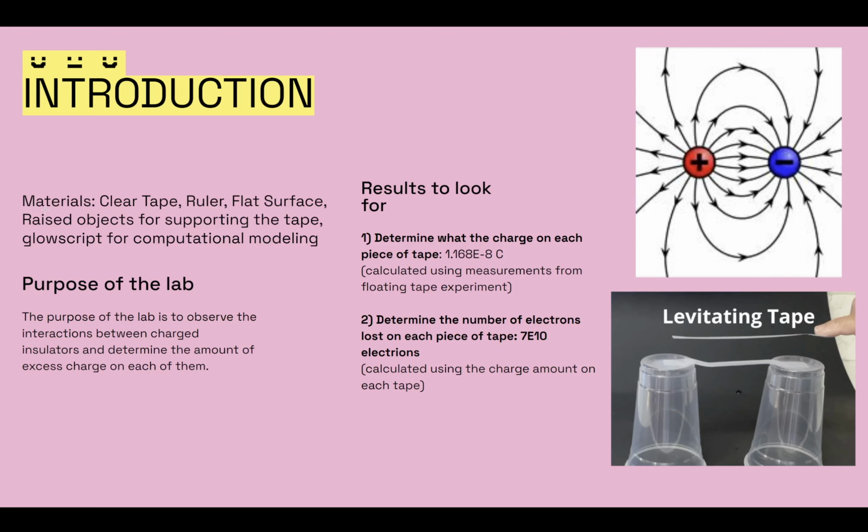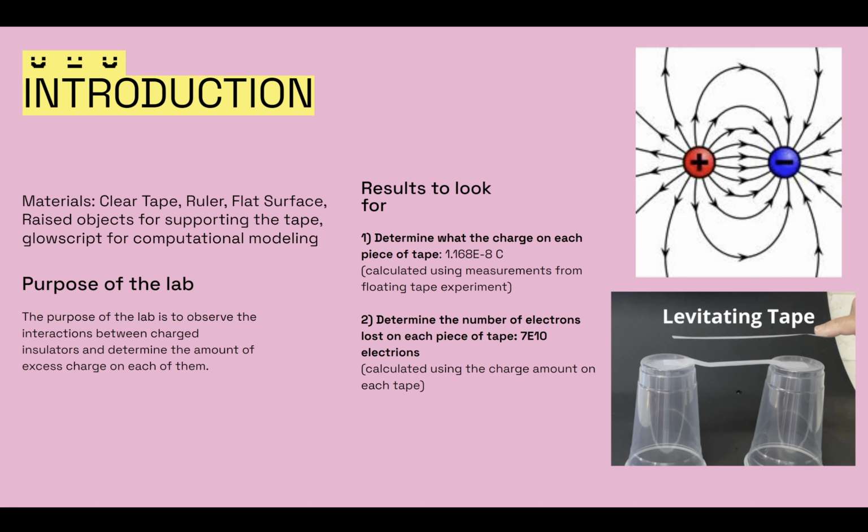The materials you'll be needing are clear tape, a ruler, a flat surface, raised objects for supporting the table, and GlowScript for computational modeling. The purpose of today's lab is to observe the interactions between charged insulators and to determine the amount of excess charge on each of them. We'll also be determining the number of electrons.